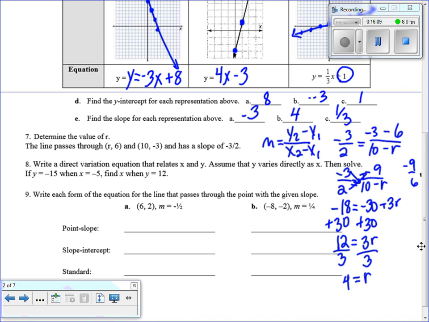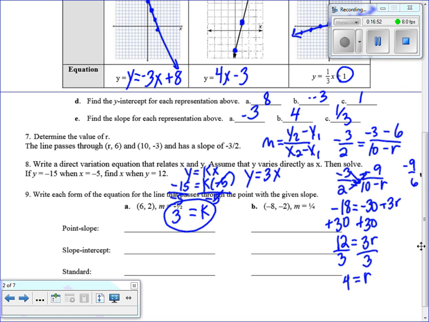Now 8 says write the direct variation equation as it relates to x and y. Assume that y varies directly as x, and then we want to solve it. So we first have to be able to write the equation. We know that our equation has to be in the form of y equals kx. So what we need to do first is figure out what k is. To do that, we'll substitute in negative 15 for y and negative 5 for x, and we'll solve for it. We want to divide everything by negative 5 so that k becomes by itself. And we see that k is equal to 3. Now that we know k is equal to 3, we can write our equation: y equals 3x, because we want to replace k with 3.